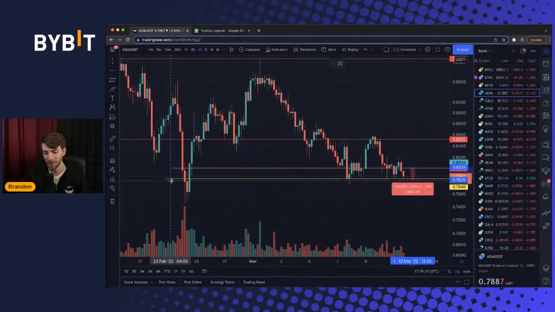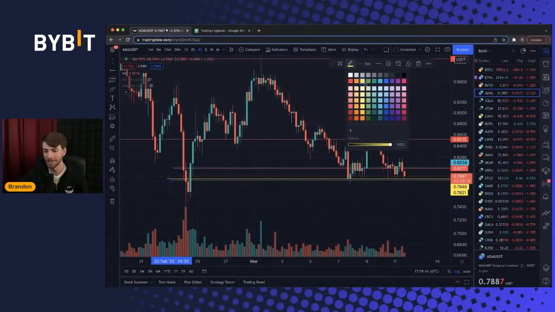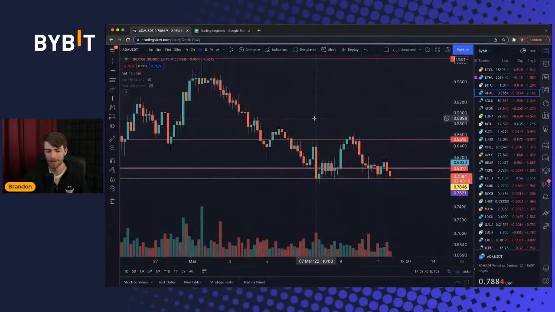I don't know why I was ignoring my own support. I wasn't even considering it for a stop loss level. It's the colors. I keep switching up the colors I use. All right, so there's our stop loss level at -2.6%.